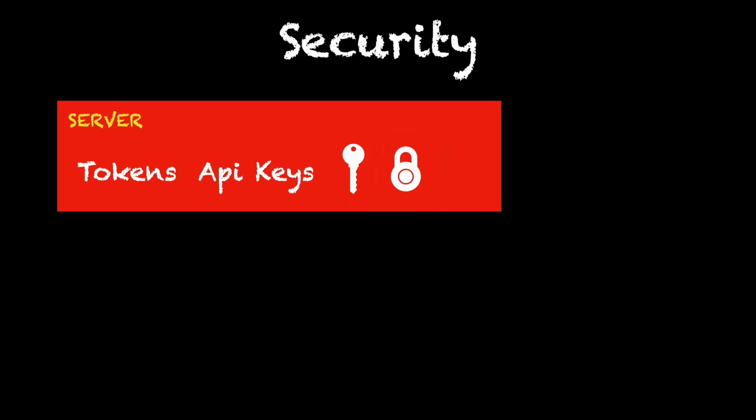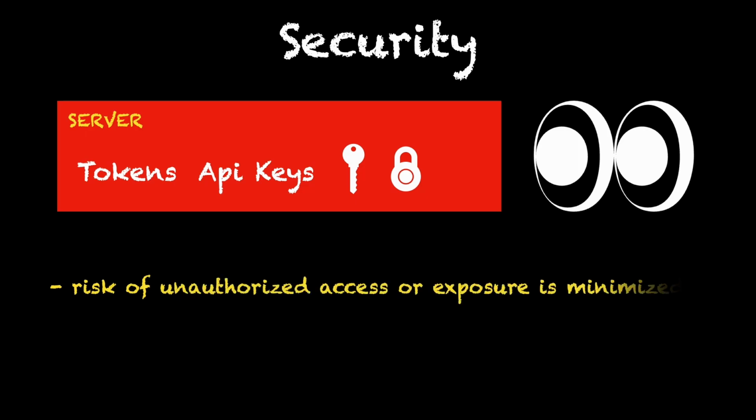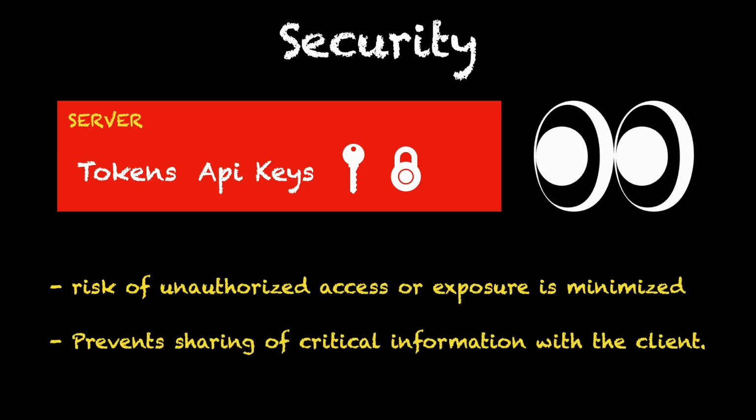Server components also allow keeping sensitive information and operations like access tokens and API keys on the server. This protects them from being exposed to the user's device. By handling such sensitive tasks on the server, the risk of unauthorized access or exposure is minimized. It adds a layer of security by not sharing critical information with the client.